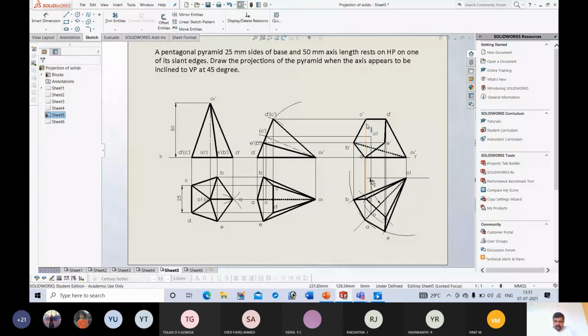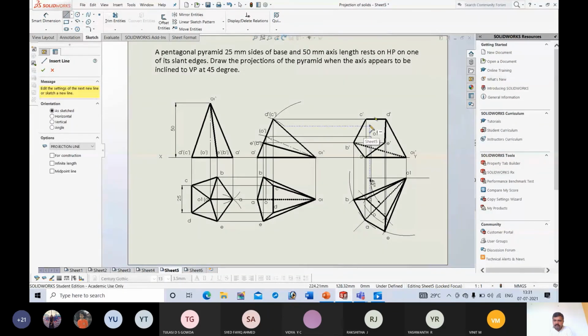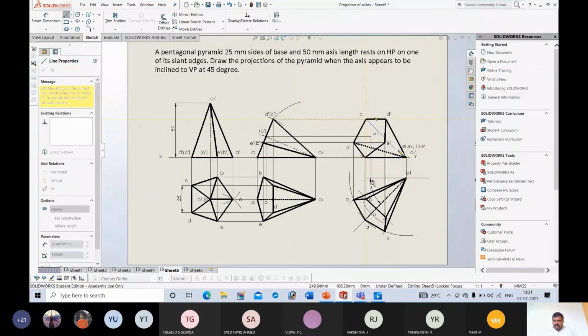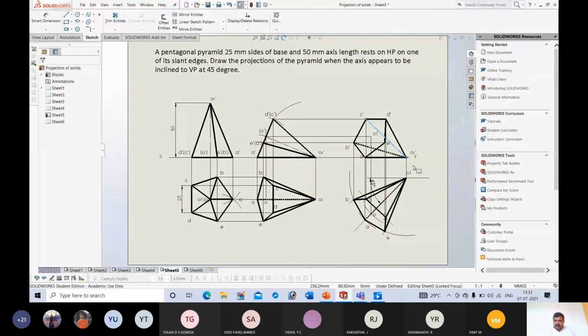Next, I should draw the slant edge from C dash. Since it is connected by two continuous lines, if I go for drawing one more continuous line, again it is crossing D dash E dash, which is a continuous line. It is also not possible, so I will make it a dashed line. Okay, next D dash O1 dash already on the boundary.